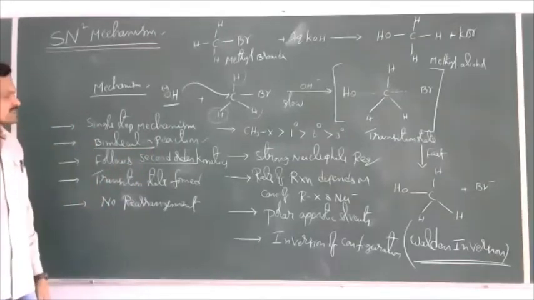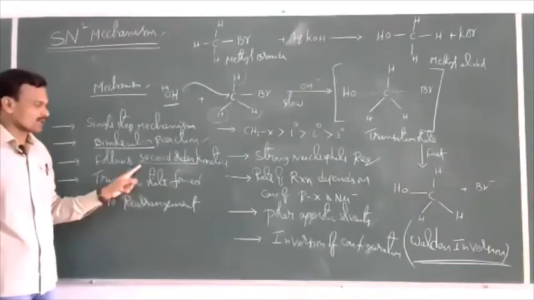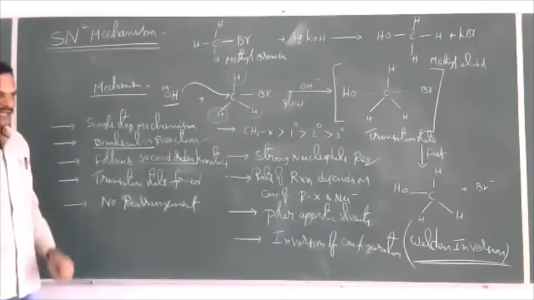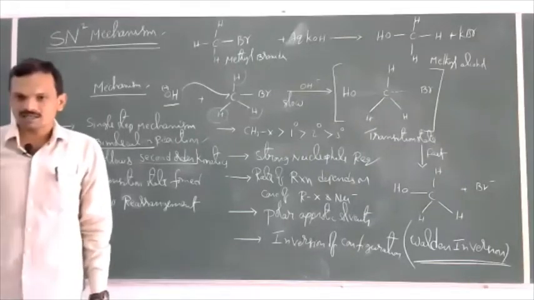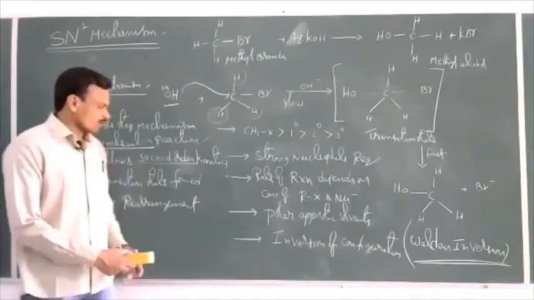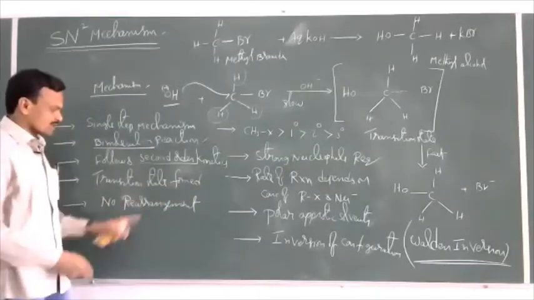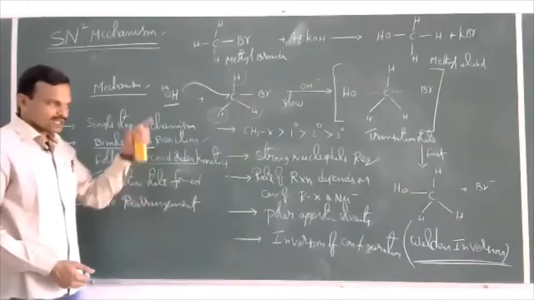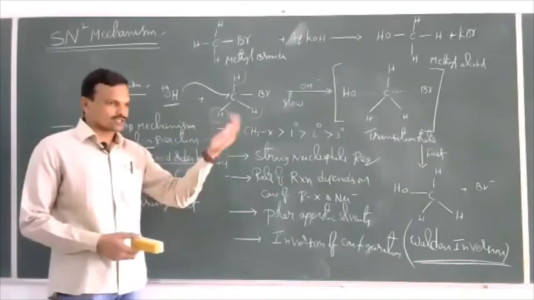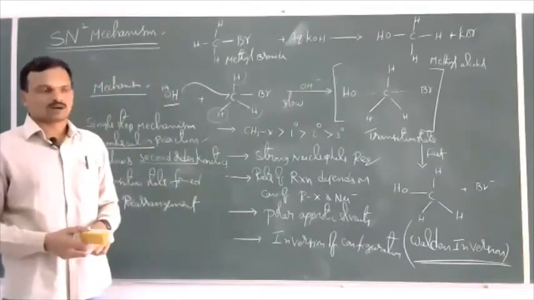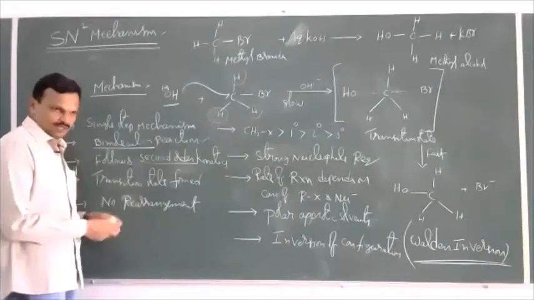SN1 reaction follows first order kinetics, whereas this reaction follows second order kinetics. SN1 reaction takes place through the formation of a carbocation as the reaction intermediate, whereas this SN2 reaction takes place through the formation of a transition state. Rearrangements are possible in SN1. Secondary can rearrange to tertiary by 1,2 alkyl shift or 1,2 methyl shift. Whereas in this SN2, no rearrangement takes place.